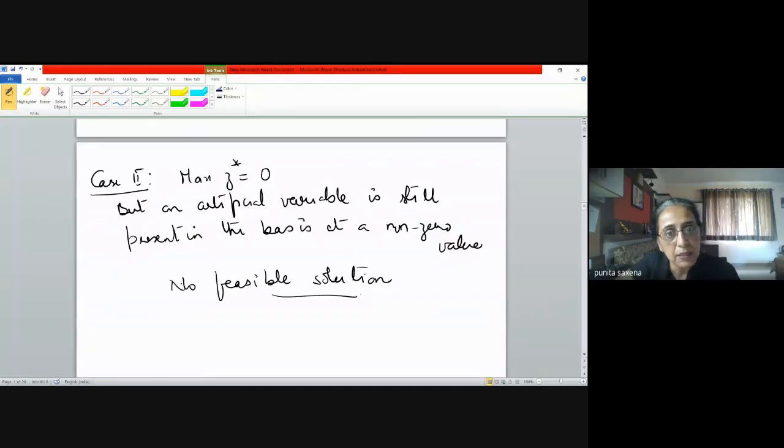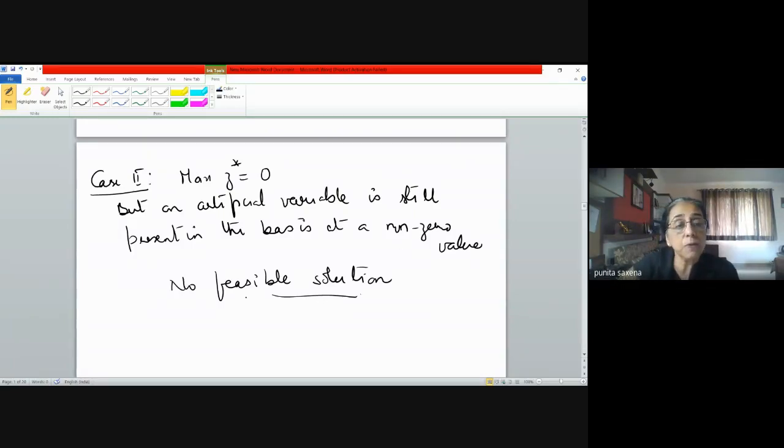So in case the problem does not have a feasible solution, phase 1 itself tells us, and we need not proceed to phase 2. In these cases, we can simply conclude that the given problem has no feasible solution, provided your artificial variable is present in the basis at a non-zero value.